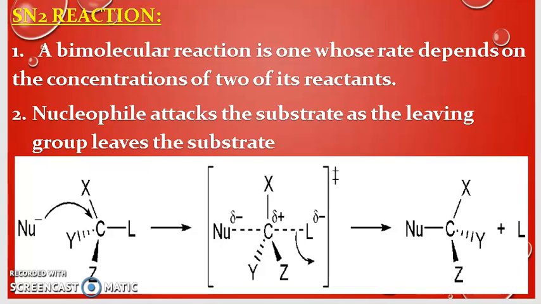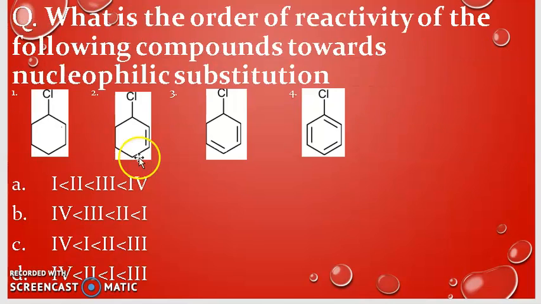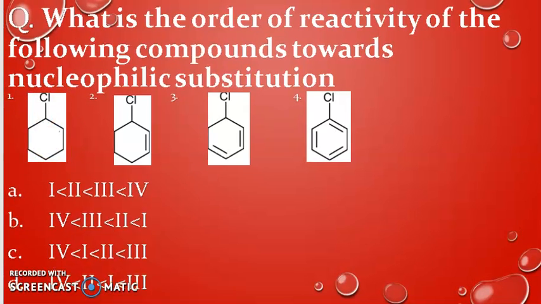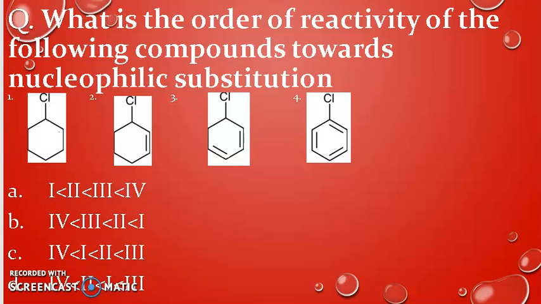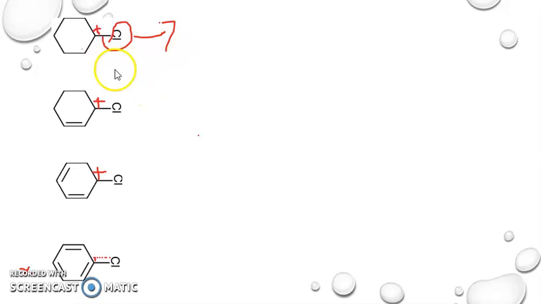Okay, come to the question now. The question they have mentioned here: we have to find out the order of reactivity for the given compounds. So this is a cyclohexane, and the cyclohexane is attached with a chlorine atom. If you see this picture, you can come to the conclusion now.